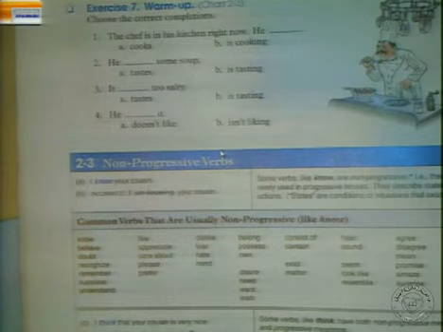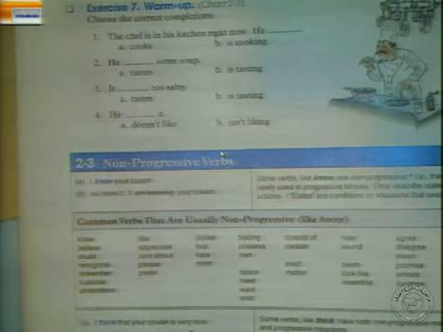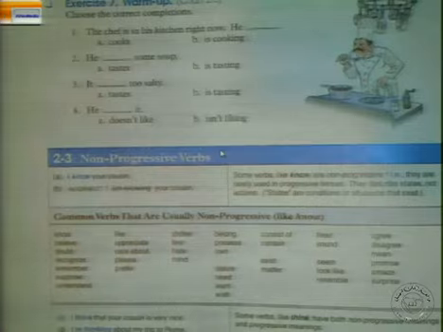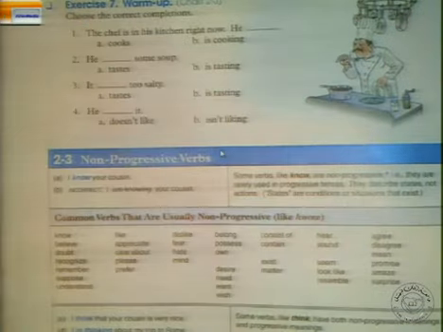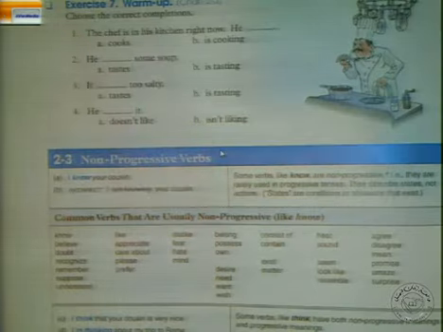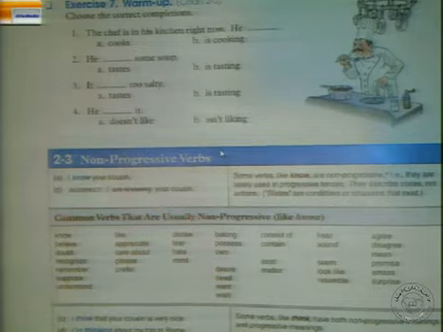I'm going to read from the book because I cannot read from the screen. It's blurry and not clear. So let's have exercise 7, which is a warm-up exercise, something to warm up our memories about the progressive verbs. Number 1, the chef is in his kitchen right now.